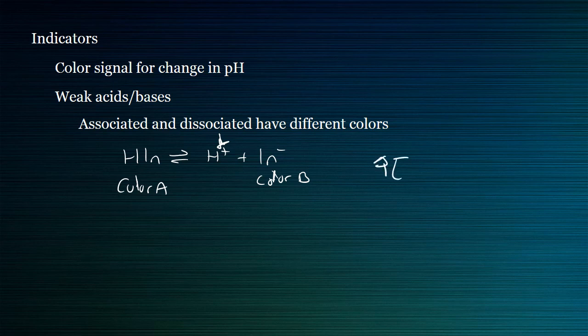So as you increase your hydrogen ion concentration, we want to get rid of it. So we're going to make more of our HIn, which means we're going to see color A. If we decrease the hydrogen ion concentration in our solution, which means we're becoming more basic, we're going to re-release that indicator back into solution, showing color B.